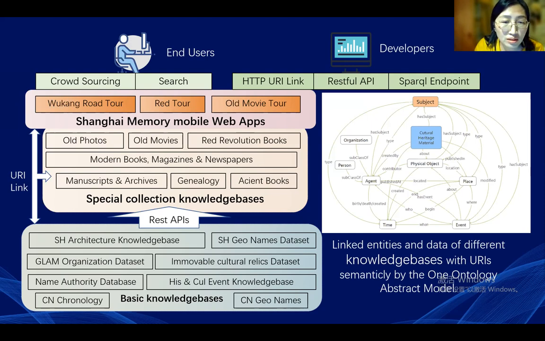Every basic knowledge base and special collection knowledge base has its own user interface to provide services for the end users. And there are some mobile web applications for the citizens and tourists who want to know the history about Shanghai through accessing the detailed data of entities and resources.